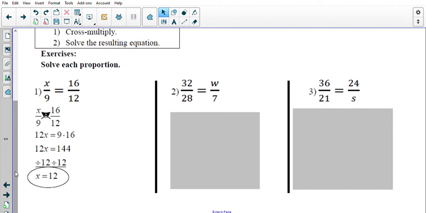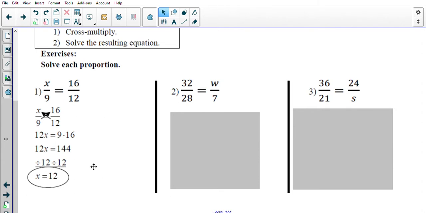I'm trying to solve for x, so we're going to cross multiply. Take 12 times x, set that equal to 9 times 16. 9 times 16 is 144. So right here where my mouse is, we get a one-step equation. We solve that by dividing both sides by 12, and we know that x equals 12.